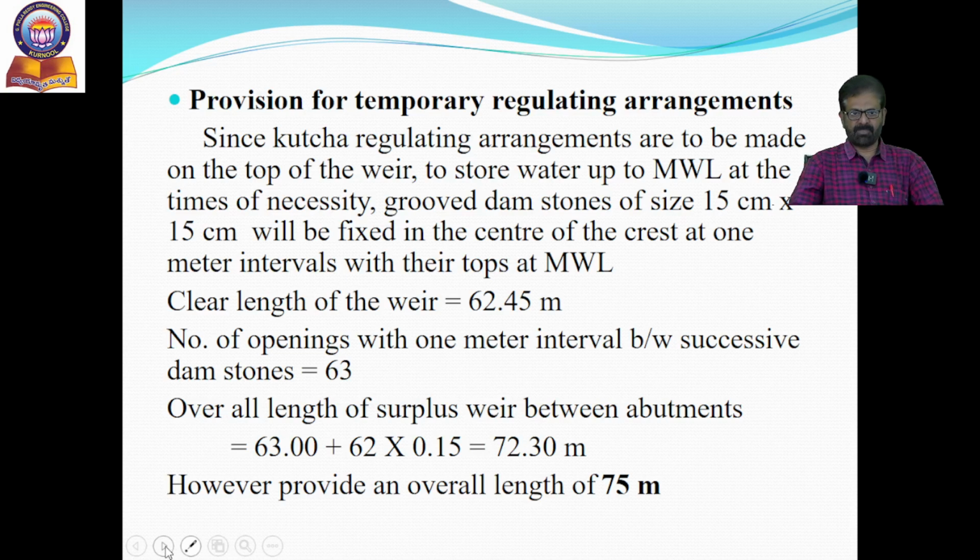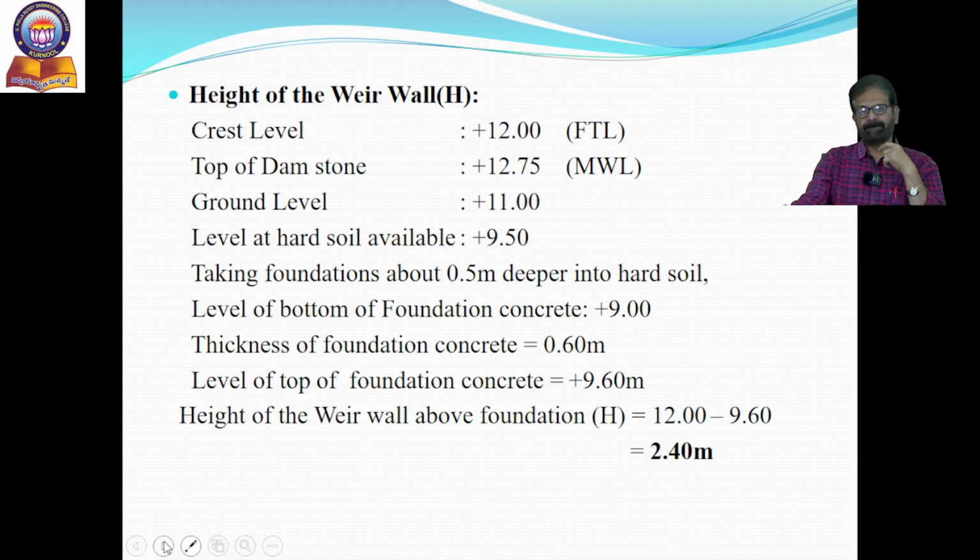So we have to provide an overall length of the surplus weir as 75 meters. Obviously we always have to consider some factor of safety. Even though the actual length required is 72.3 meters, we are adopting 75 meters as the overall length. For any numerical problem, the procedure will be the same. Accordingly, we have to fix the total length of the weir wall. So one major dimension, that is the length, is over.